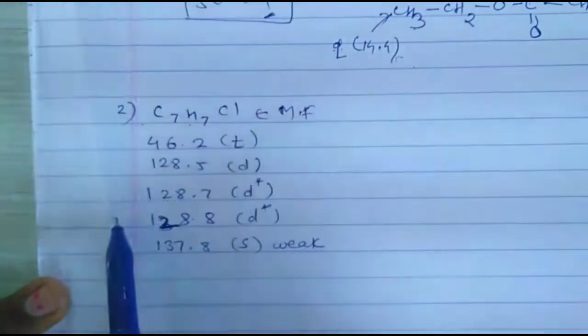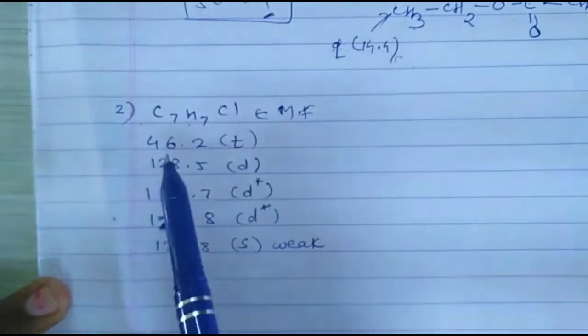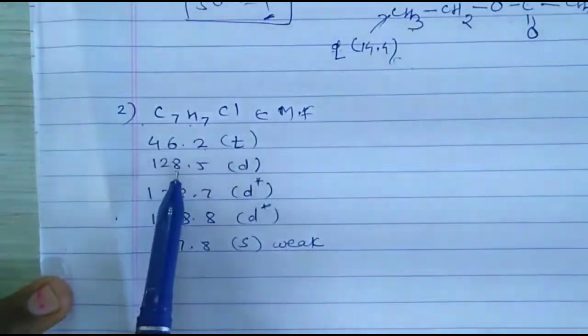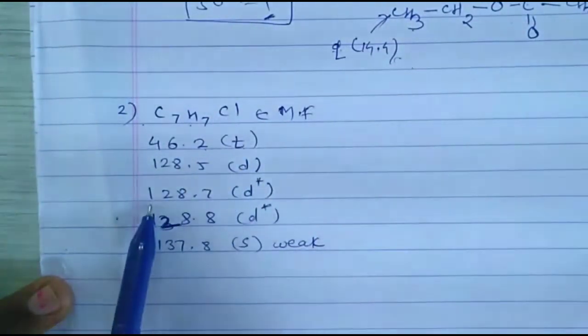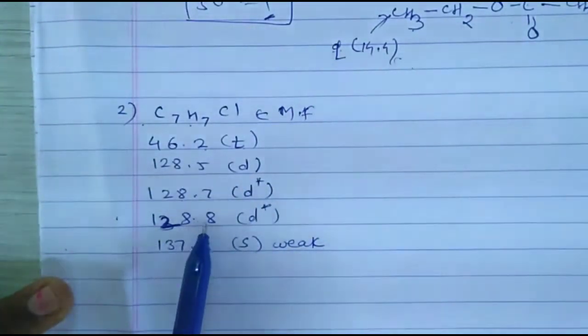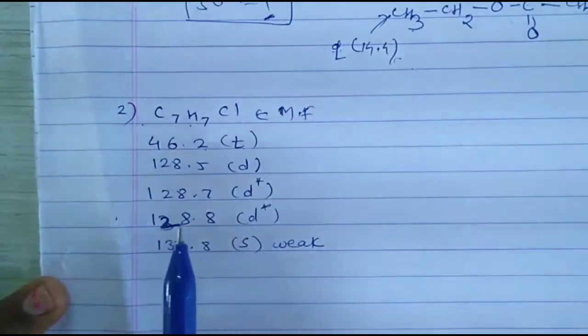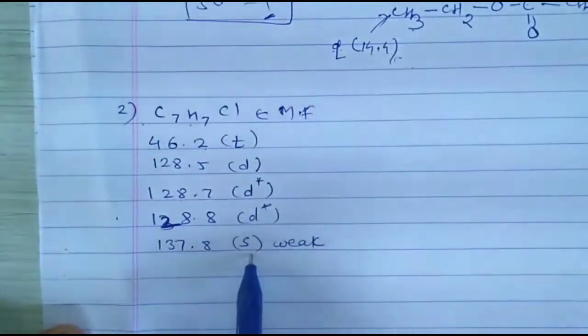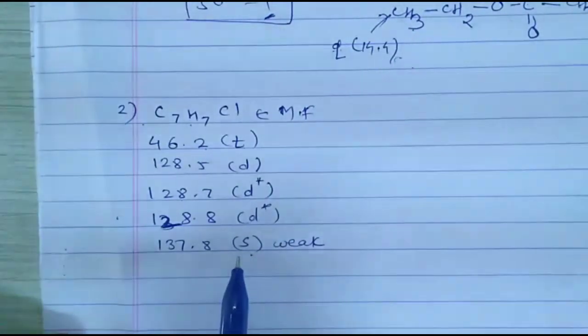C7H7Cl. They give us some carbon-13 values: 46.2 triplet, 128.5 doublet, 128.7 doublet which is strong, 128.8 doublet which is also strong, and 137.8 which gives a weak signal. Okay, that means this is a substituted compound.